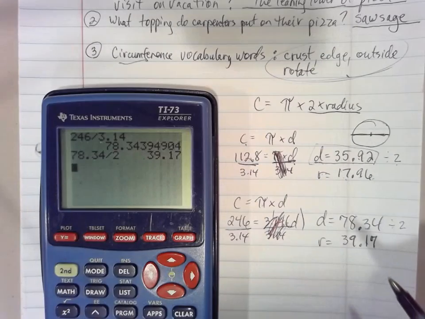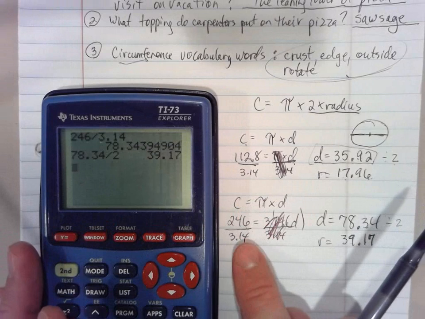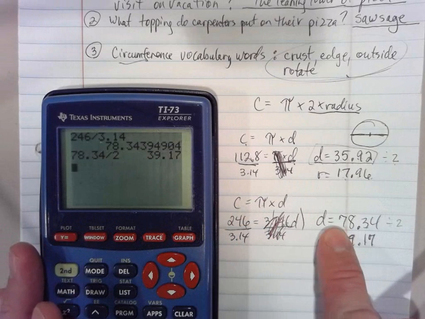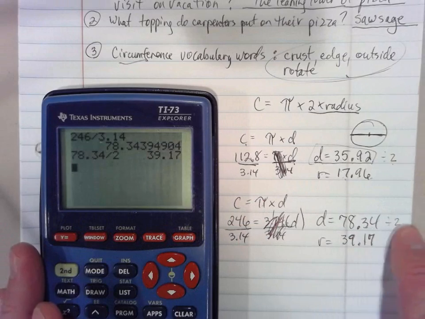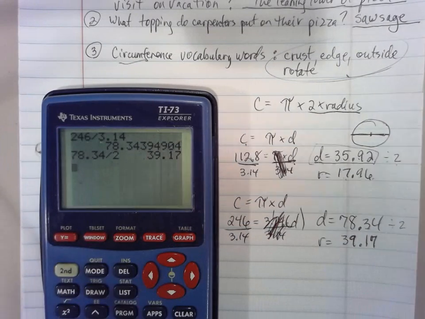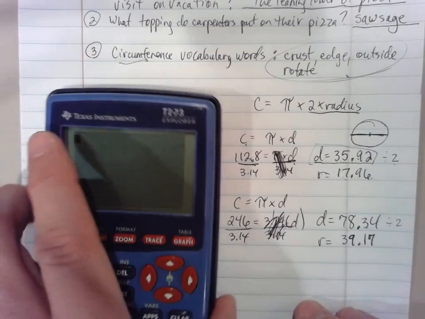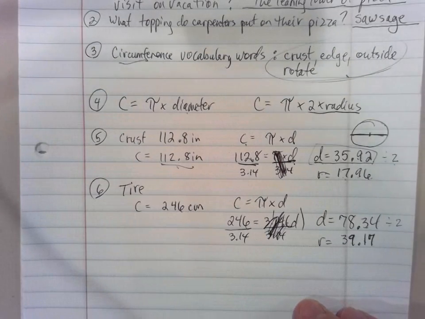Okay, so again, take the circumference and divide it by pi. That gives you the diameter. Take the diameter, divide it by 2. That gives you the radius. Alright, gonna make this one a quick lesson today. So let's do one more real fast.